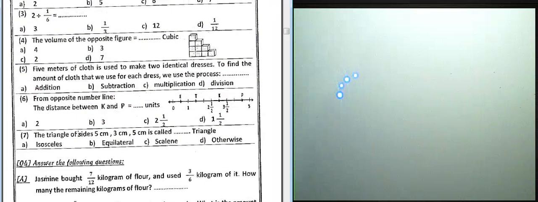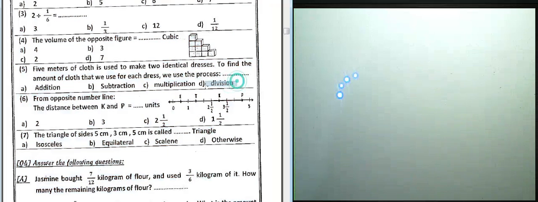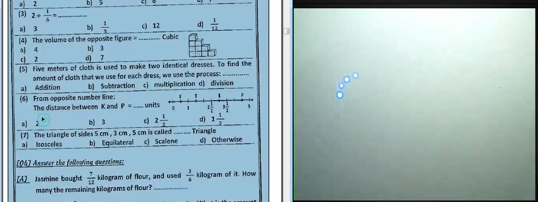Question number 5. 5 meters of cloth is used to make 2 identical dresses. To find the amount of cloth that we use for each dress, we use space process. We must use division, because we have 5 meters of cloth used to make 2 identical dresses. To find the amount of cloth, we must divide it by 2. 5 divided by 2.